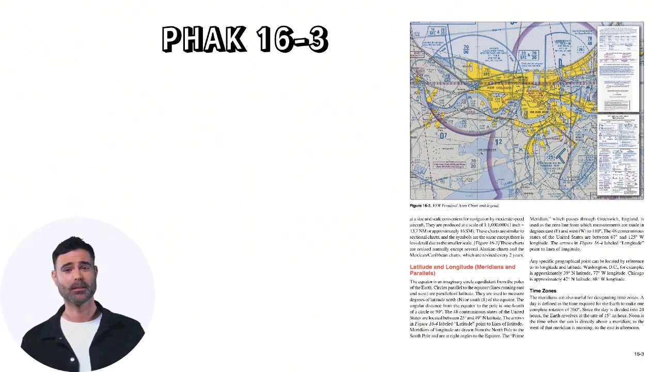Latitude and longitude, meridians and parallels. The equator is an imaginary circle equidistant from the poles of the Earth. Circles parallel to the equator, lines running east and west, are parallels of latitude. They are used to measure degrees of latitude north (N) or south (S) of the equator. The angular distance from the equator to the pole is 1/4 of a circle, or 90 degrees. The 48 conterminous states of the United States are located between 25 degrees and 49 degrees north latitude. The arrows in Figure 16.4 labeled latitude point to lines of latitude.